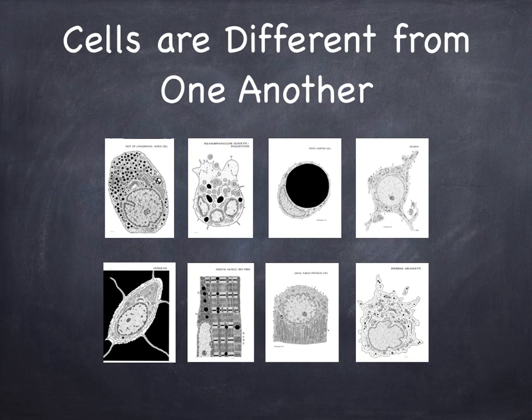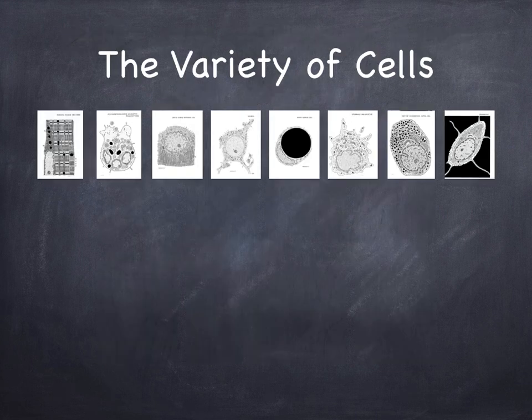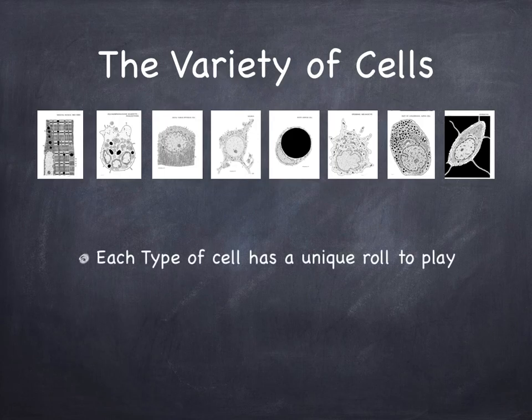What you want to take from this is that there is no one average cell. The other thing that you can take from this is to ask yourself, why are they all so different? And of course, that leads us right back to one of the first statements in our class. Structure determines function, doesn't it? Each of these cells has developed a different structure because it has a different task or different job to do. So these cells each have a unique role to play.